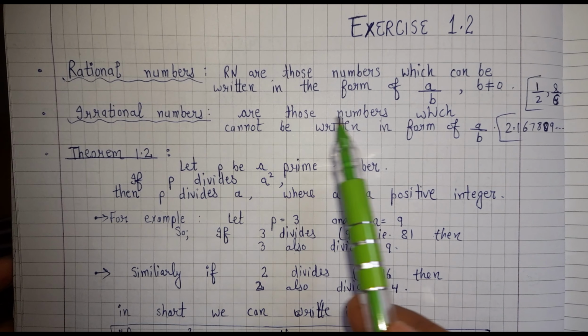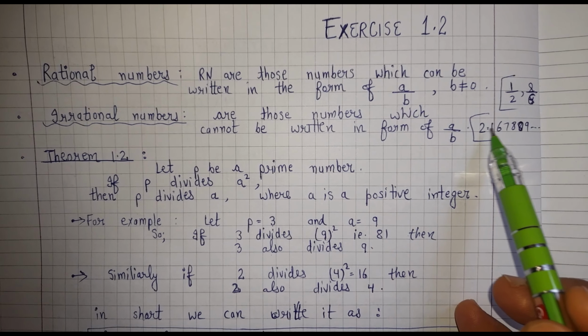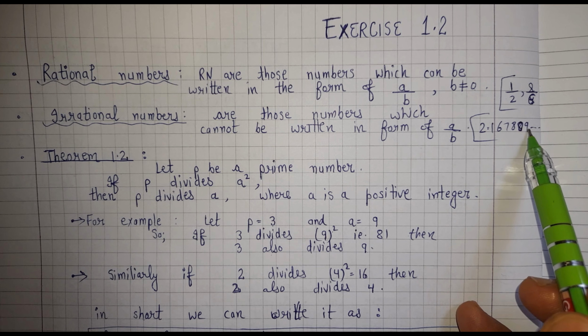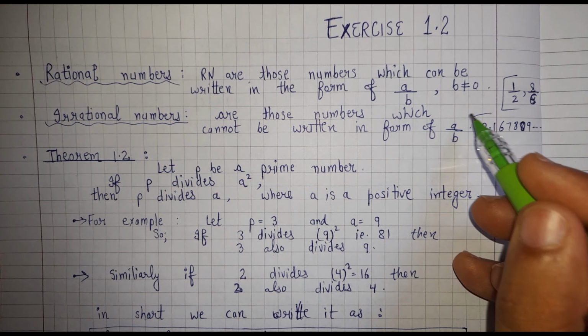Irrational numbers are those numbers which can't be written in the form of a upon b. For example, 2.16788 and so on. It will continue and can't be written in the form of a upon b.